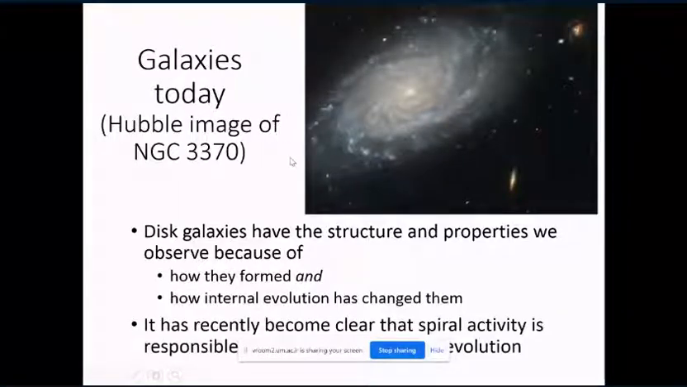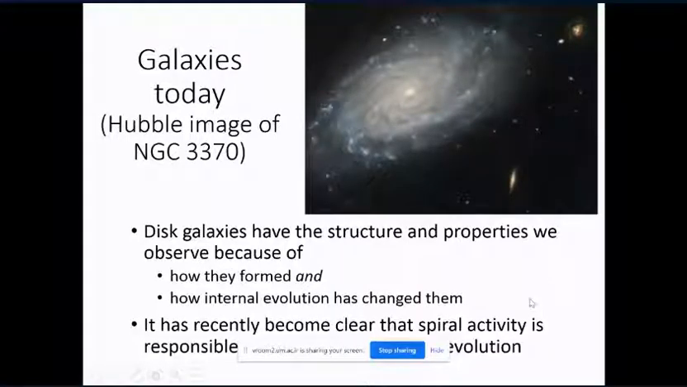But those galaxies, after they formed, evolve internally, and to some extent the two processes happen concurrently. I would say in the first half of the universe, the formation part of the galaxy evolution was dominant, and in the second half of the evolution of the universe, the internal evolution is probably more important.